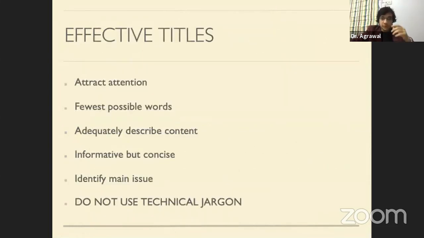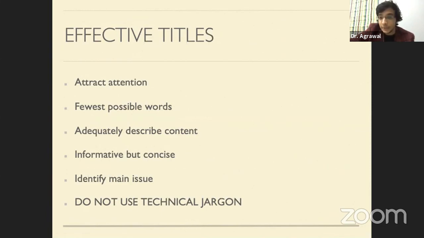Okay, now let's move on to titles. They need to attract attention. They should be the fewest possible words. Don't think that just because it's a large title with a lot of complex words that people are going to get attracted to it. No, if your title is only difficult to read, then no reviewer is going to be super interested in reading your whole article. Make sure that it is adequately describing the content and it's identifying the main issue. Don't use technical jargon.